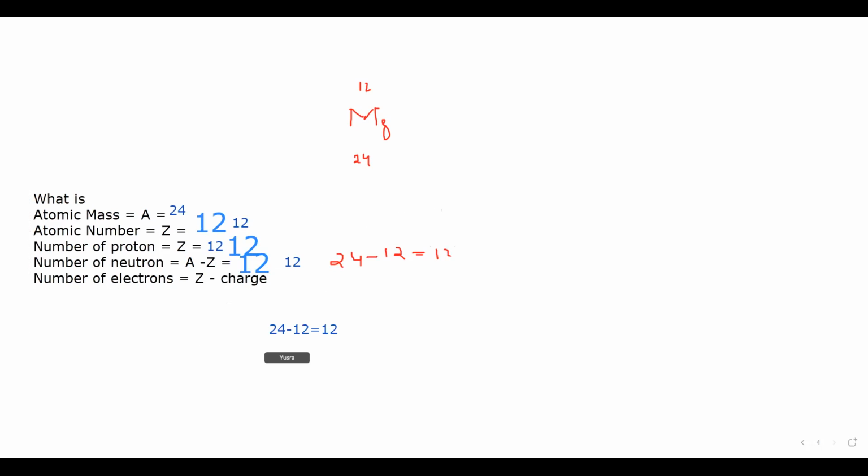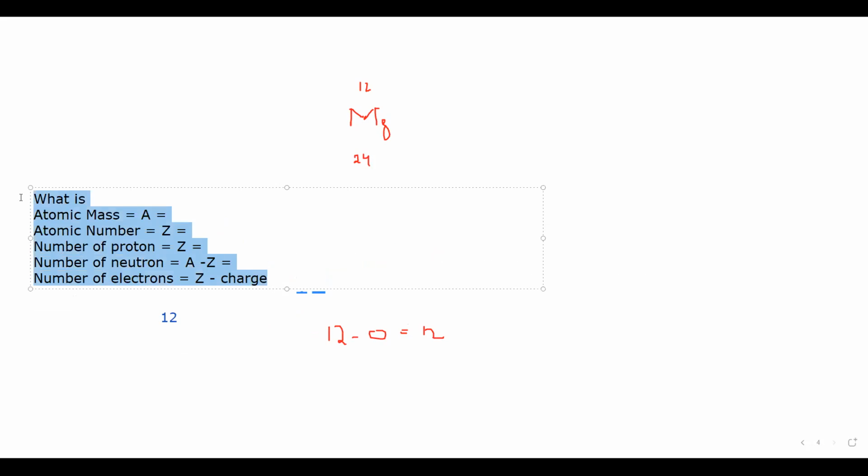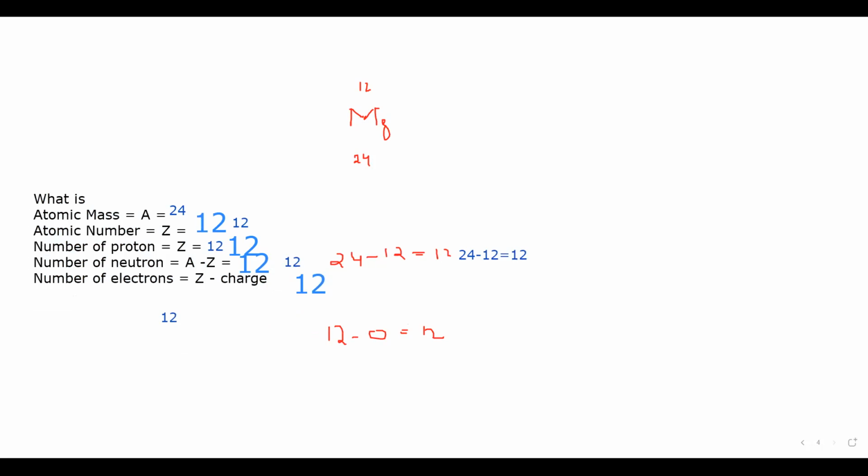And what about the number of electrons? So the total number of electrons is Z minus the charge. So Z is 12 minus the charge, which is 0. So the total number of electrons will be 12 as well. So this is how we work out the number of protons, neutrons and electrons inside the atom.